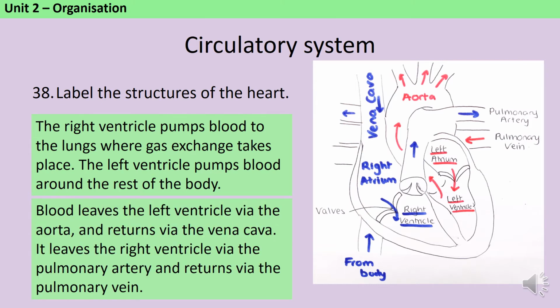The blood leaves the left ventricle via the aorta and it returns via the vena cava into the right side of the heart. Then the blood leaves the right ventricle via the pulmonary artery to go to the lungs and it returns via the pulmonary vein after it's been oxygenated.